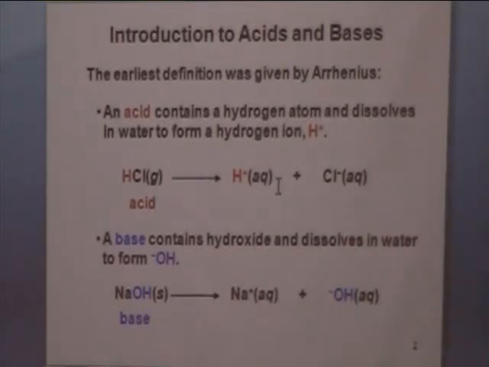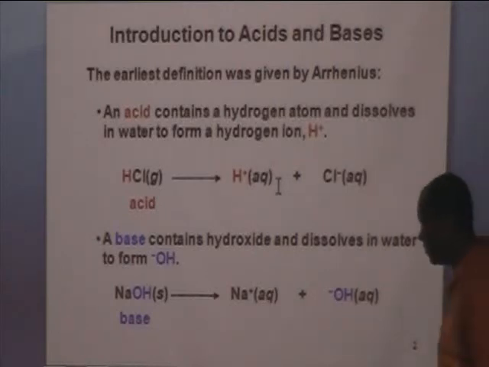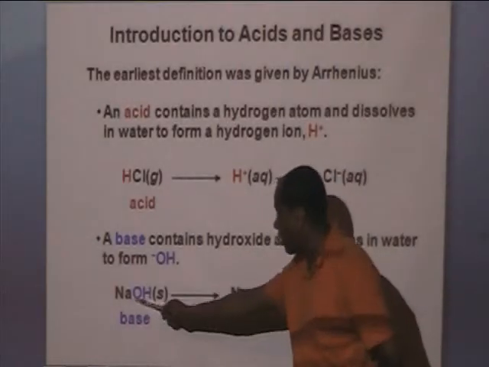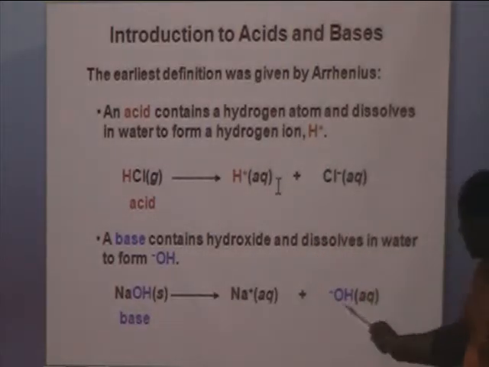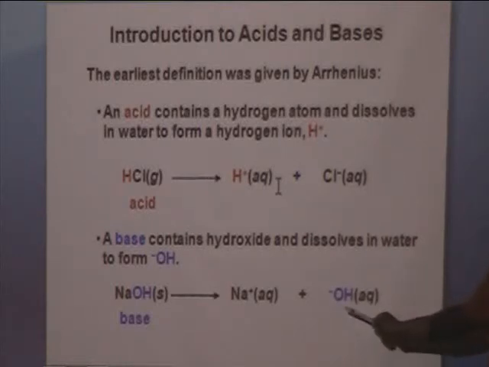A base means it's a hydroxide. A base contains a hydroxide and dissolves in water. It contributes OH ion. That's a base. For example, we have NaOH. When sodium hydroxide dissolves in water, it increases the concentration of OH ion. Okay? So in that regard, a base is always coming from the adding of more OH ion in water solution. Okay?